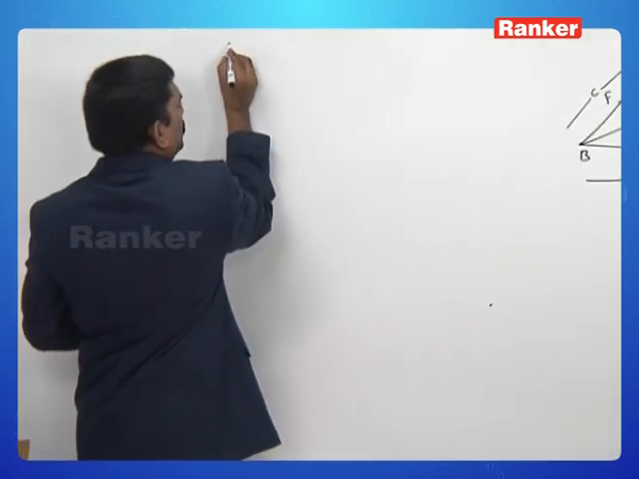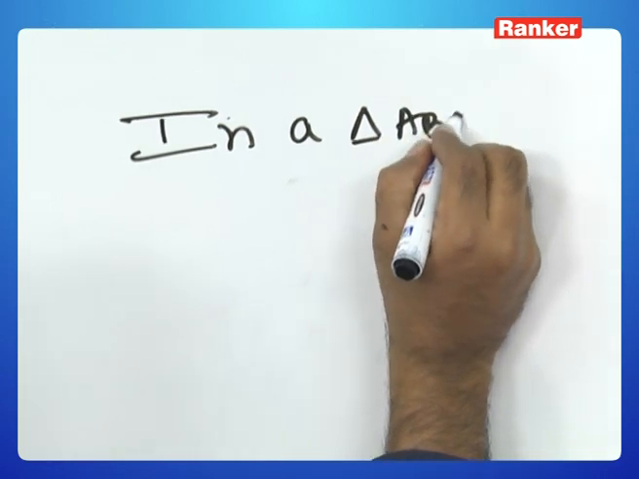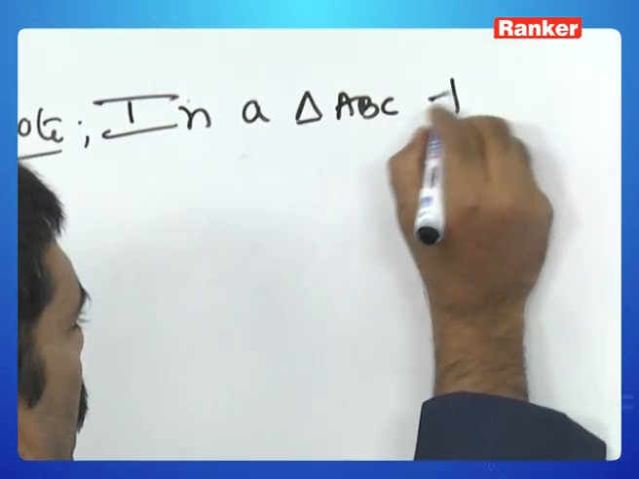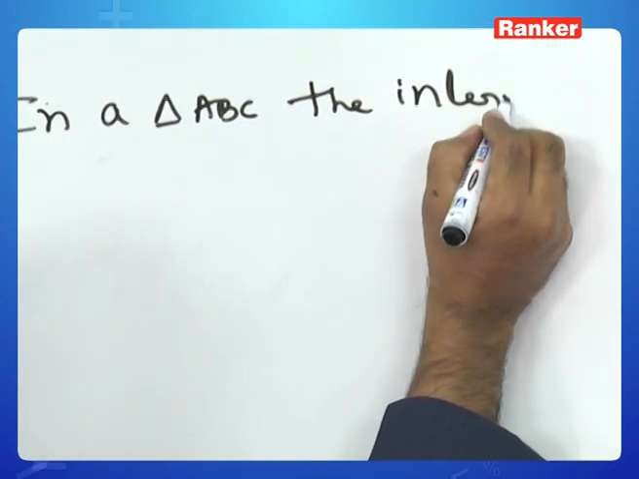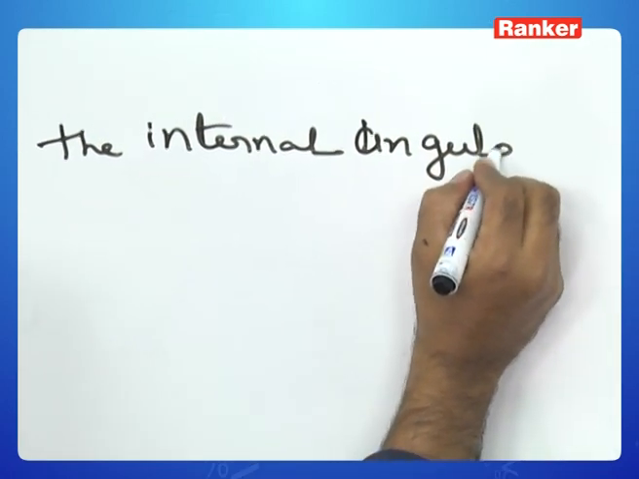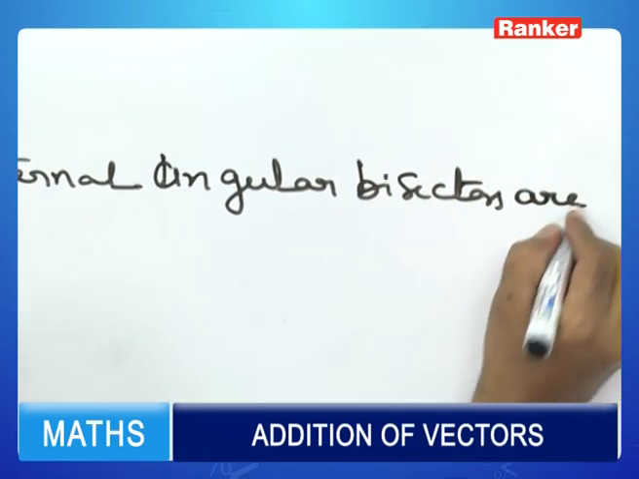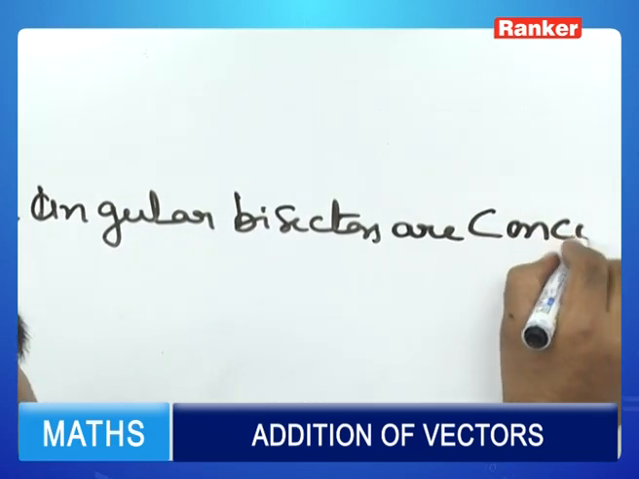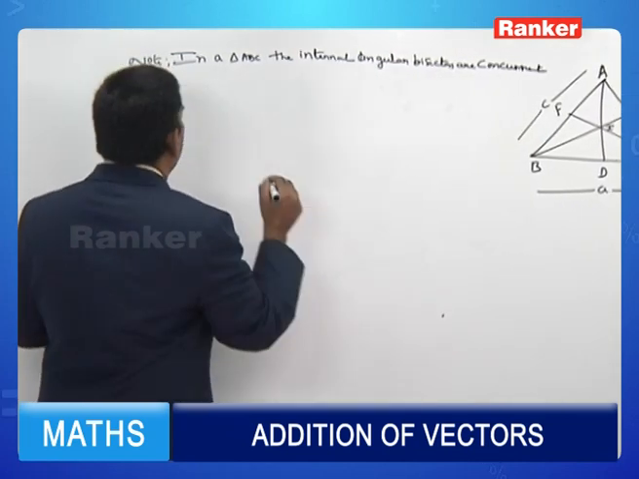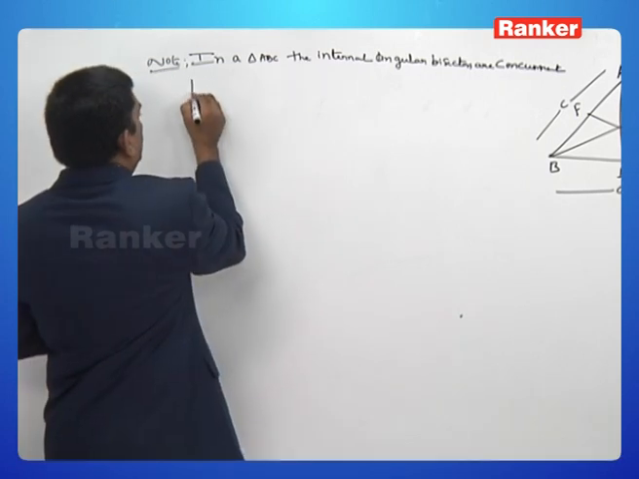So what I can write, as a note: in a triangle ABC, the internal angular bisectors are concurrent, and the point of concurrency is nothing but the incenter. The proof of this one is very simple.